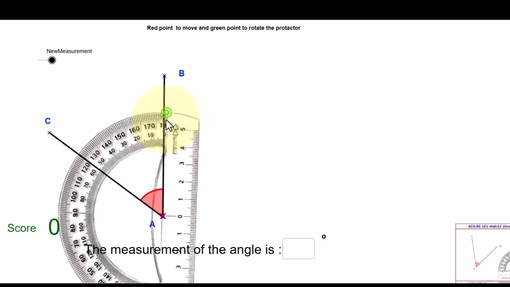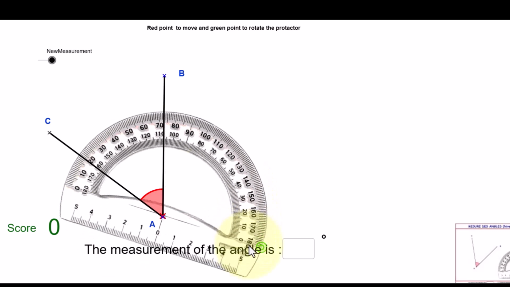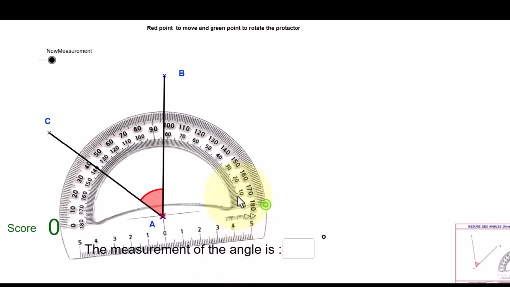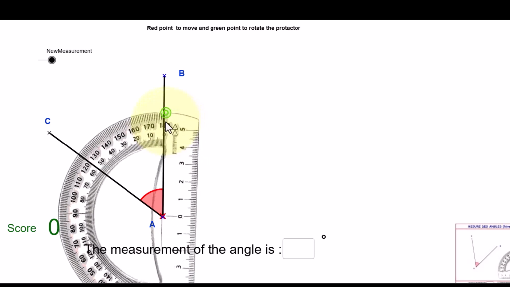You either put it on this arm here, which is arm BA or AB, or you can put it on the other arm, which is arm CA, this side. See, I can use the CA arm. The zero is touching the arm CA, the vertex is here, or I can put it on the other arm. Use whichever one you wish. Just know the arm you are using and know how to take your measurement.